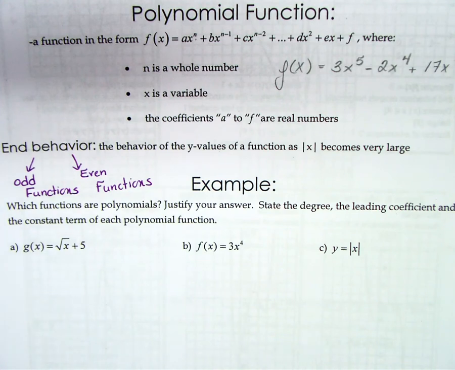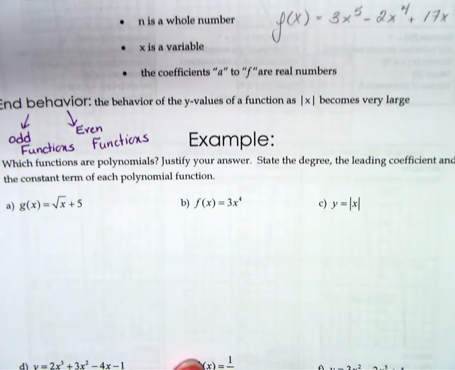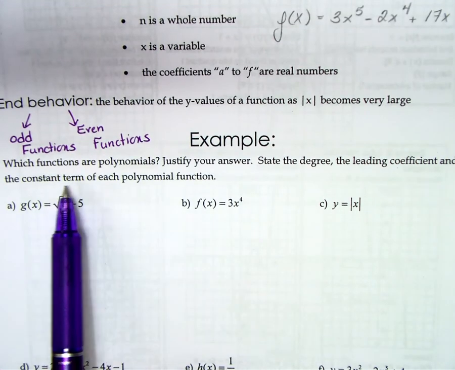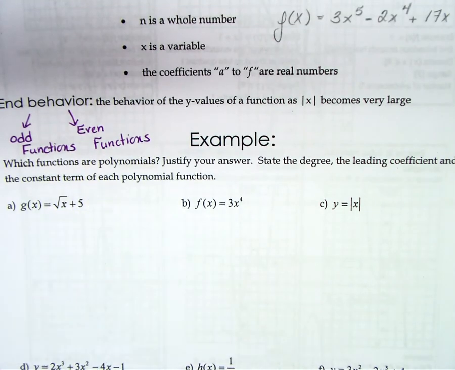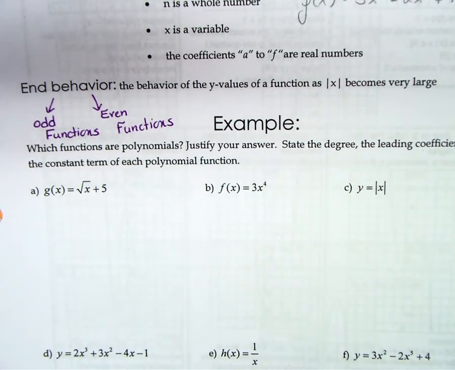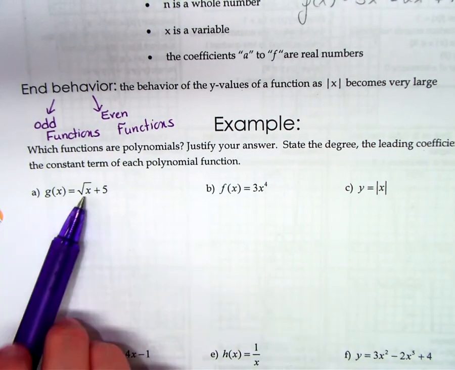So when we talk about end behavior, we're talking about where the ends of the graph go. Okay? When I talk about end behavior, I'm just asking what it is doing. Where does it end? Where does it start? Okay, let's look at this for a second. We're going to justify if these are polynomials. We're going to state the degree, the leading coefficient, and the constant of each polynomial function. So is g of x a polynomial function? What's the exponent on the x?